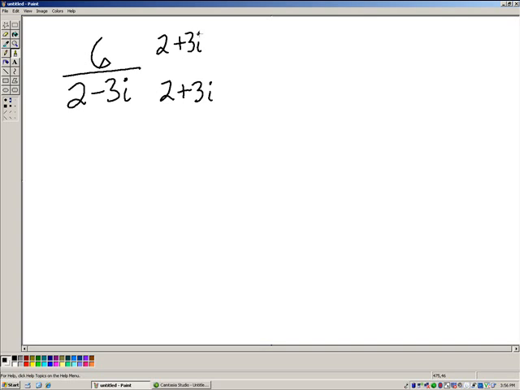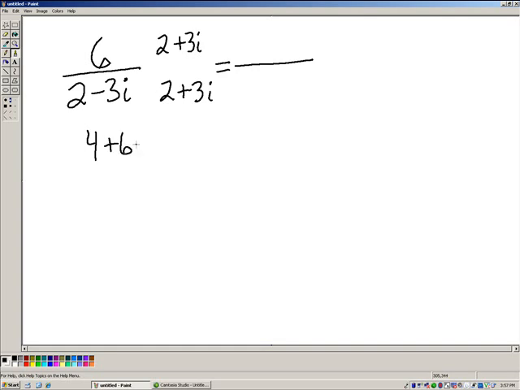Remember, whatever you do to the bottom, you do to the top. Right? Same rule applies here. So what that's going to do, if we FOIL out the denominator here, we do first, that's 2 times 2 gives us 4. Outer is 2 times the 3i gives us a 6i.